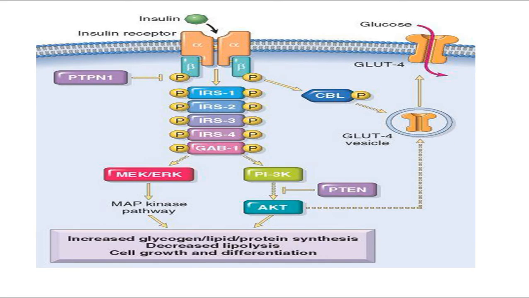So this diagram explains how the various insulin receptor substrate molecules 1, 2, 3, 4 are present inside the cytoplasm. The insulin which enters leads to IRS 1, 2, 3, 4, and further the MAP kinase pathway is activated, or PIK3CA is activated, which leads to increased glycogen, lipid and protein synthesis, decreased lipolysis, and cell growth and differentiation. GLUT4 is also a receptor, which acts for the entry of glucose inside the cell.